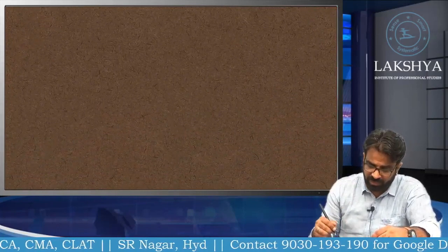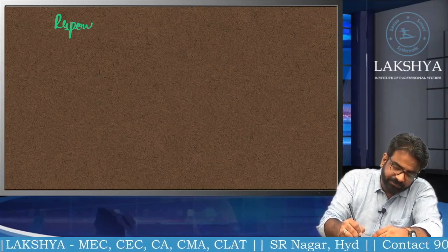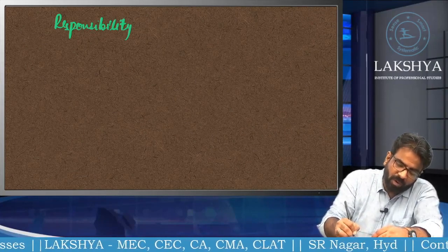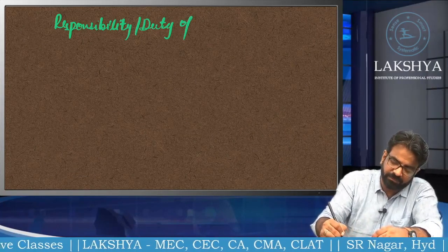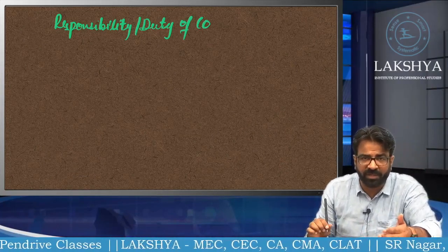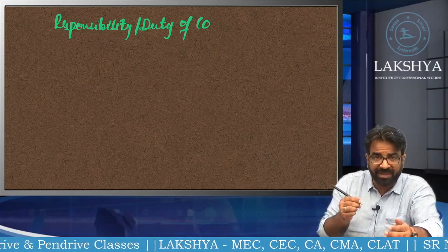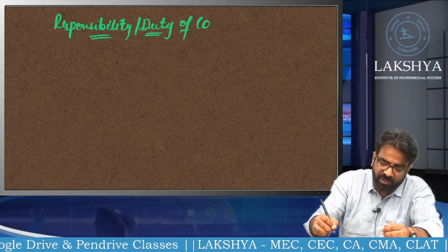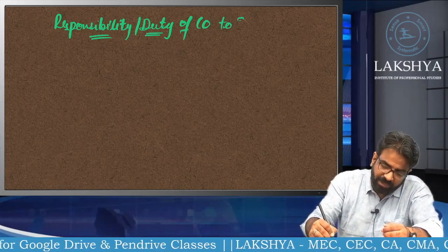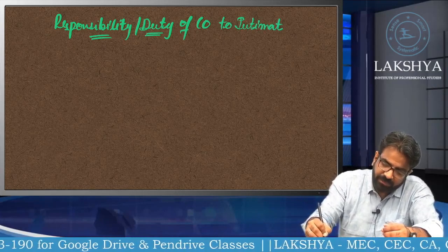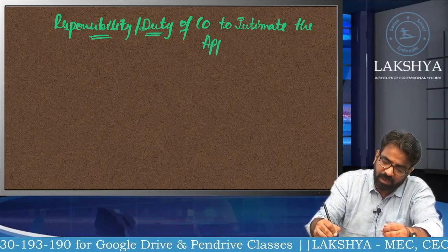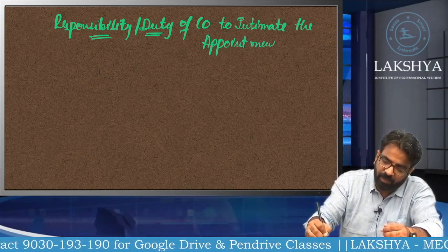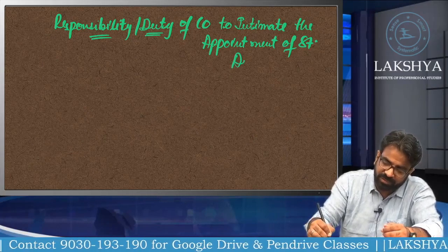No, the section is not yet over. The section speaks about other things also. What does the section say? Section says that the responsibility, or you can say duty, of the company. Now, did we appoint the statutory auditor? Yes, sir. Now what does the company have to do? The company has a responsibility or duty to intimate the appointment of the statutory auditor.